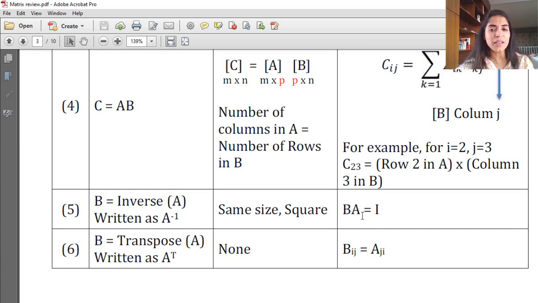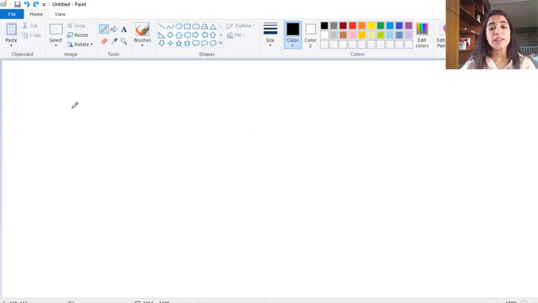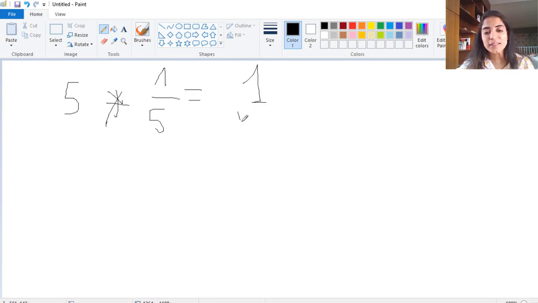Now, I want you guys to think about a very simple example of the inverse matrix. A very simple example is basically the inverse of a scalar number. A scalar number, like 5, has an inverse of what? Of 1 over 5. Because if I do the multiplication of 5 times 1 over 5, this will give me 1. And what is 1? 1 is the identity matrix I having the size of 1 by 1.